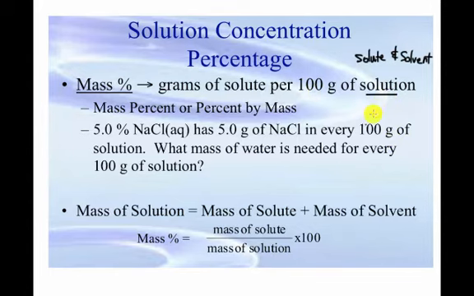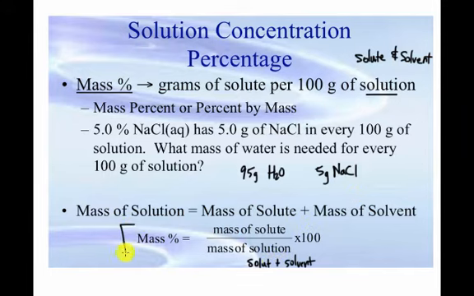So keep in mind that when we deal with the mass of solution, we have to add the solute plus the solvent. For my example of sodium chloride, what mass of water is needed for every 100 grams of solution? We would need 95 grams of H2O, and we would need 5 grams of sodium chloride. So keep that in mind when you're dealing with mass percentages.